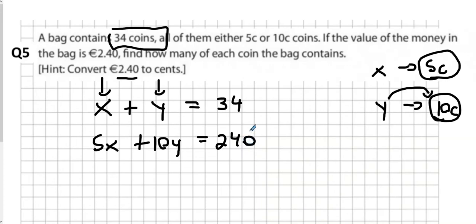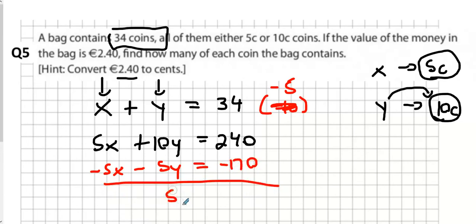Okay. Now, I'm going to do this really quickly. I'm going to multiply the top equation by minus 10. Actually, no, we'll go minus 5. I'll get rid of the x's. So it's going to be minus 5x minus 5y. 5 times 34 is minus 170. And lo and behold, I'm going to get 5y equals 70. Divide 70 by 5, and y is going to equal 14.